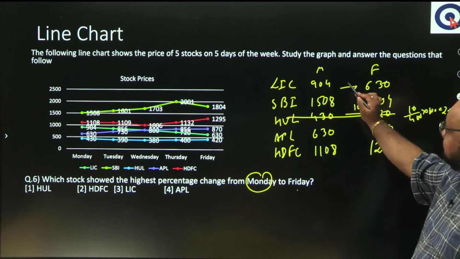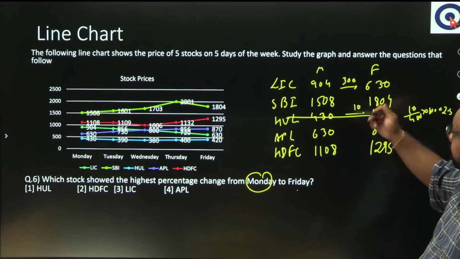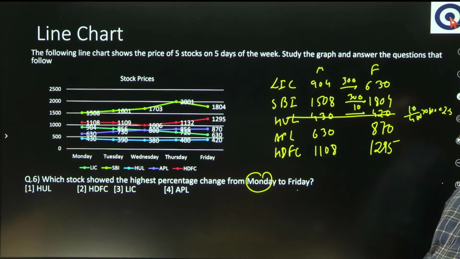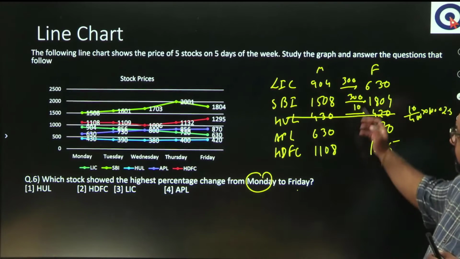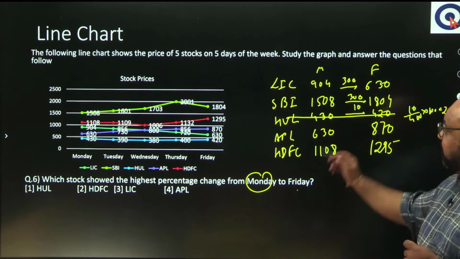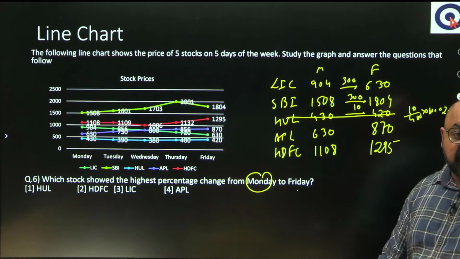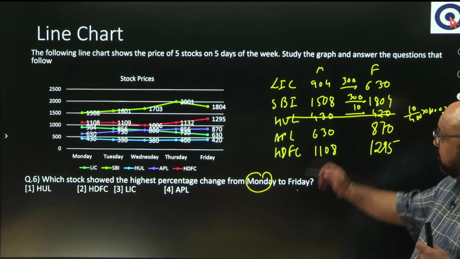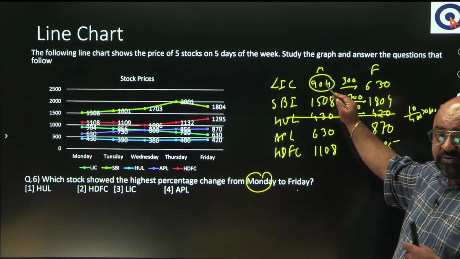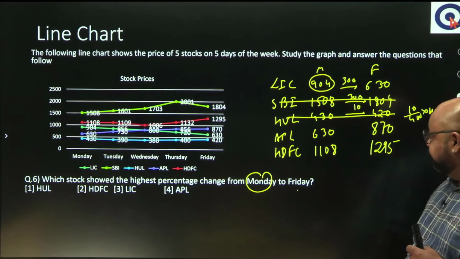So here the change is approximately 300, actually more than 300. Here also the change is approximately 300, right? So the growth for LIC and SBI is similar. Actually one is a decline. You're looking at the highest percentage change. The change is similar, very close to around 300. But for this 300, the base is 900. So 300 upon 900 is 1 by 3, 33%. Here the base is 1500. 300 upon 1500 is 1 by 5, 20%. So obviously this change percent will be less than LIC because its starting base was smaller. So this cannot be the answer as well.